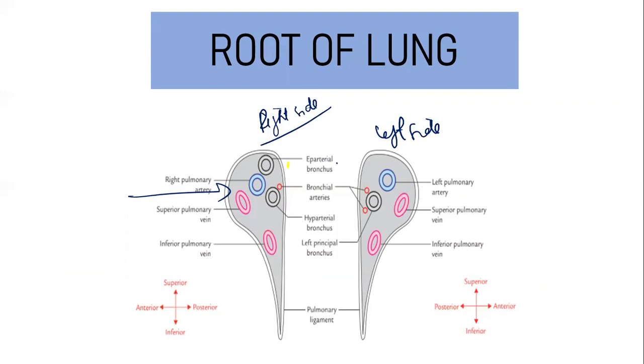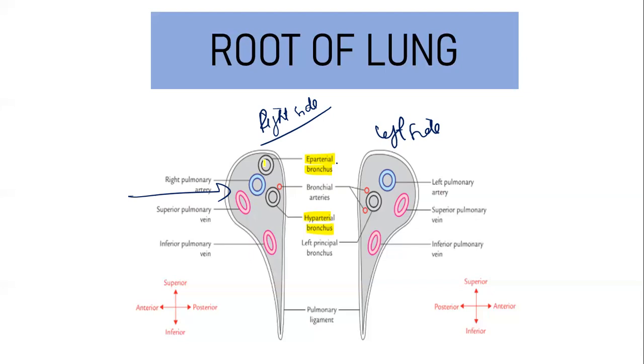Very simple. You have got epiarterial bronchus, hyparterial bronchus. So this is the bronchial artery. So there is a bronchus that opens on the superior aspect of the artery, hence the name epiarterial bronchus. And there is a bronchus that opens on the inferior aspect of the artery. That is your hyparterial bronchus. So I have got epiarterial bronchus, hyparterial bronchus. Then I have got pulmonary artery. Yes, this is my pulmonary artery. And I have got inferior pulmonary vein.